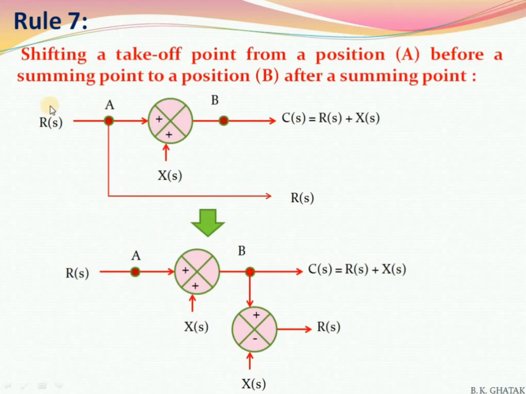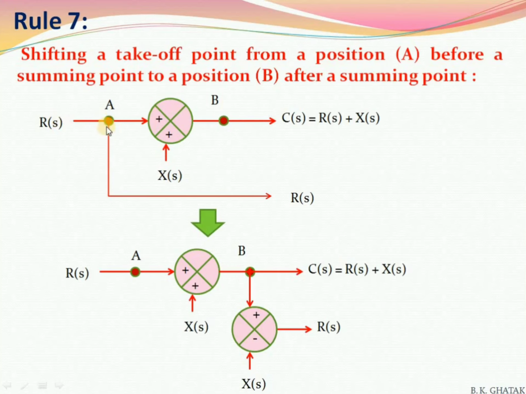Now rule number 7. What does rule number 7 say? Shifting a takeoff point from a position A before the summing point to a position B after the summing point. So from figure 1 we see that the takeoff point is taken from point A. Now this takeoff point must be shifted to takeoff point position B, that is after the summing point.